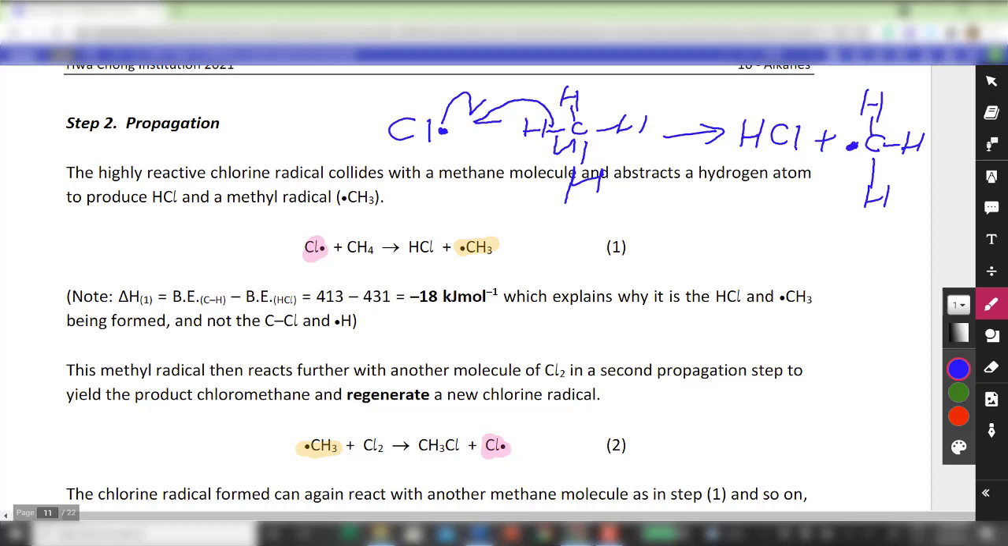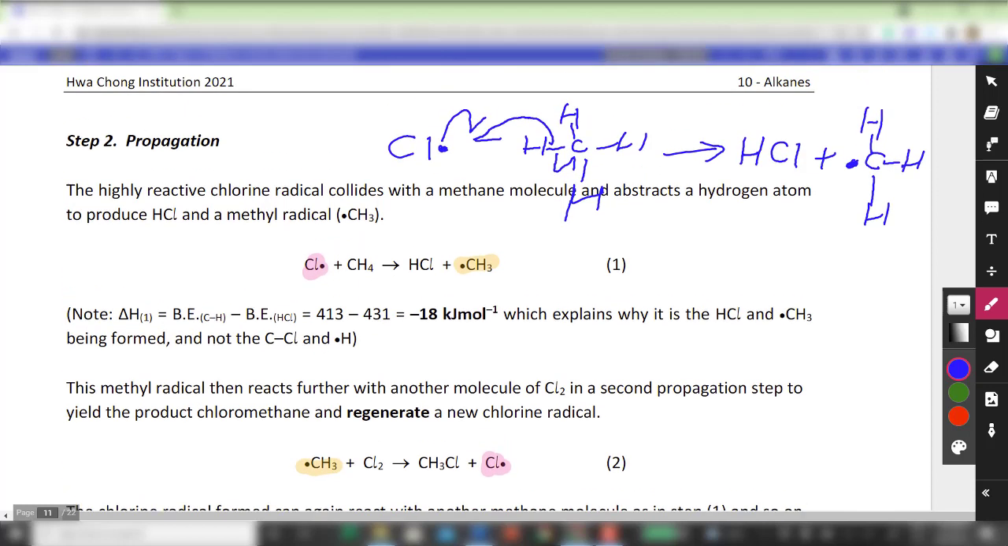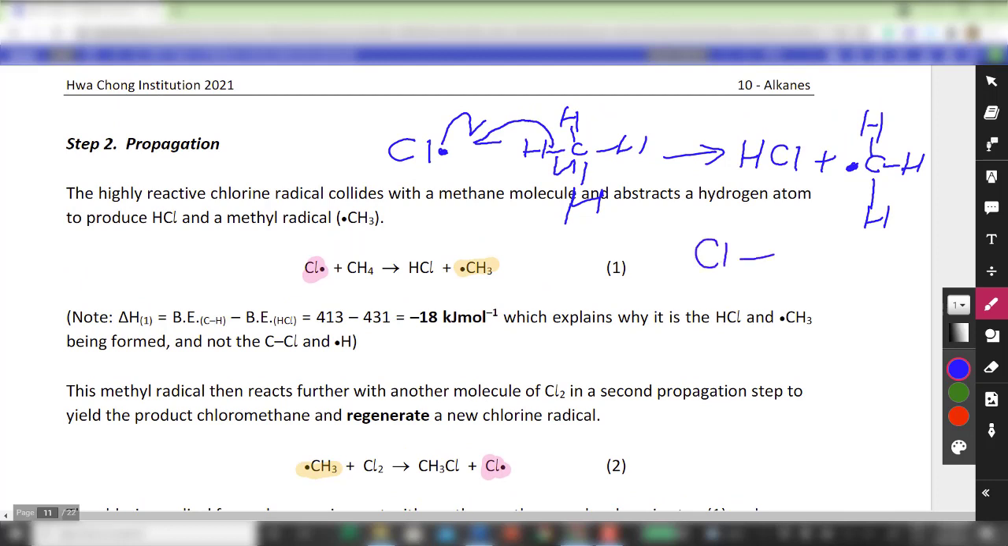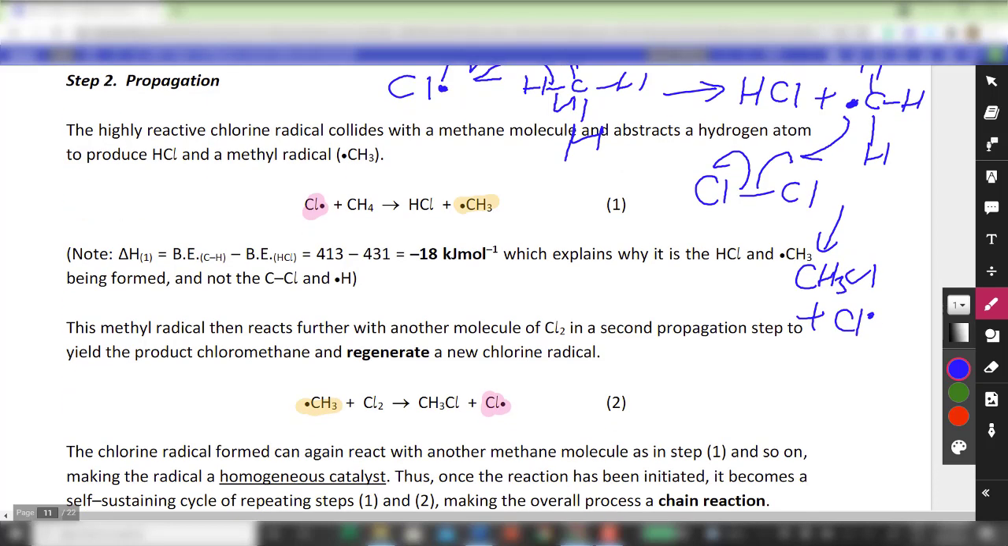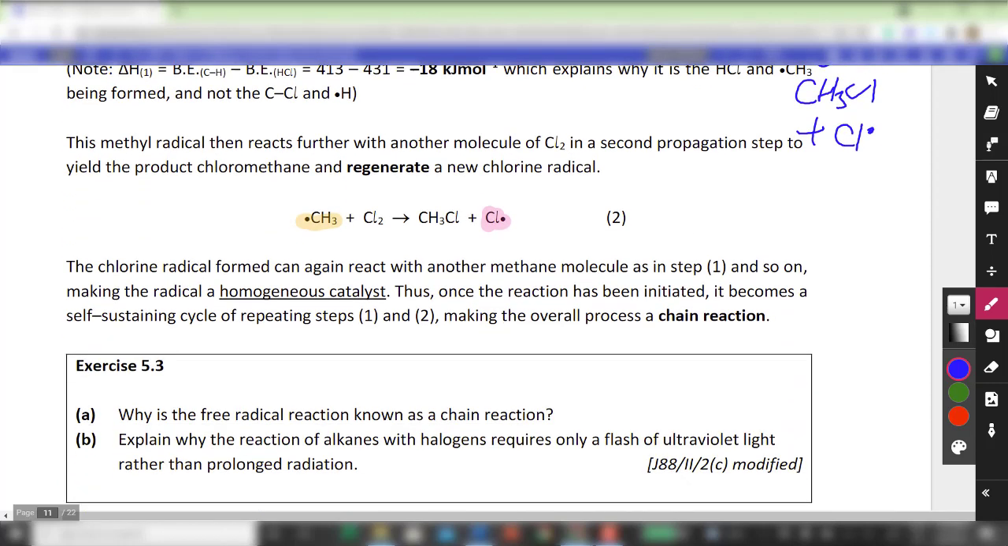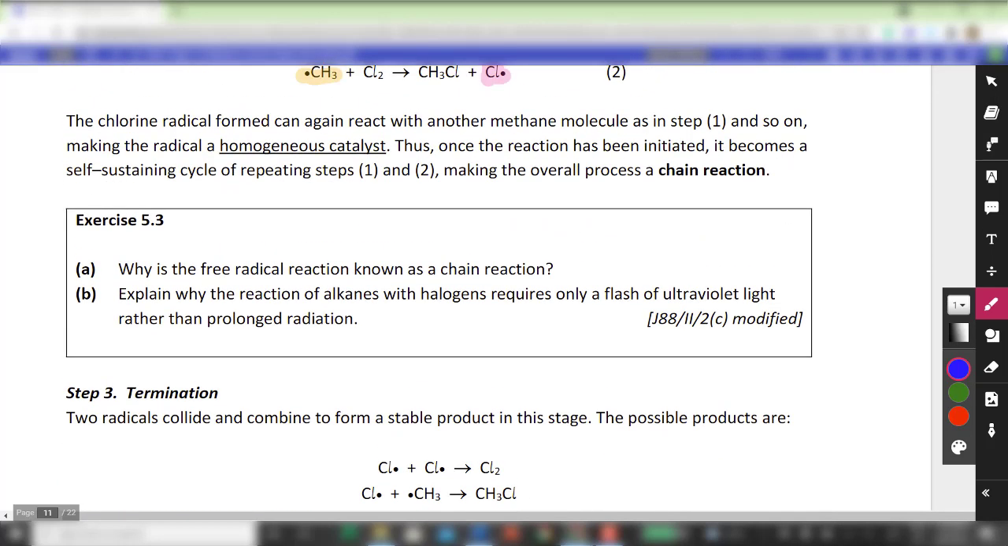Okay, so with a radical center and being neutral, the CH3 radical being formed will be highly reactive, and it will quickly grab another chlorine radical, or you can view it as it will induce another chlorine-chlorine bond breakage, and in the process you will generate CH3Cl plus another chlorine radical. Okay, so as we mentioned, this is known as chain propagation. And you can view the radical as some form of homogeneous catalyst if you want to.